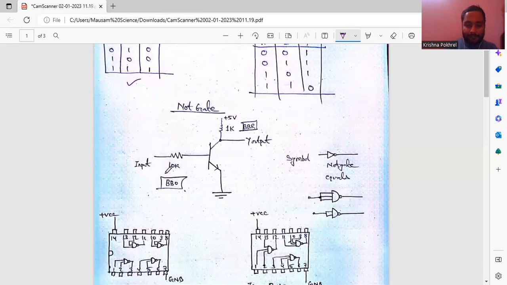Now we'll talk about the NOT gate. What type of gate is called a NOT gate? We'll take a transistor. This is the emitter, this is the base, and this is the collector.